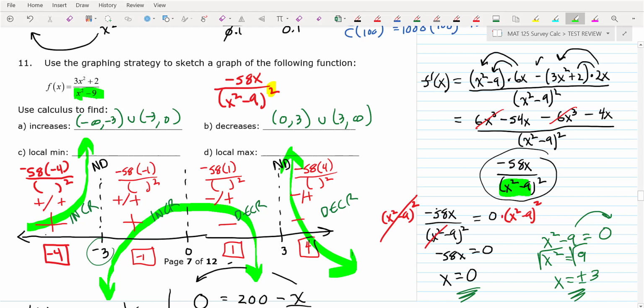Okay, so do I have a local minimum? No. Do I have a local max? What is a local max? It's a point on the graph where the graph increases, then changes directions. Does that happen? Yeah, it happens here. So you do have a max there. So we just say local max x equals 0. Local minimum, we don't have one.